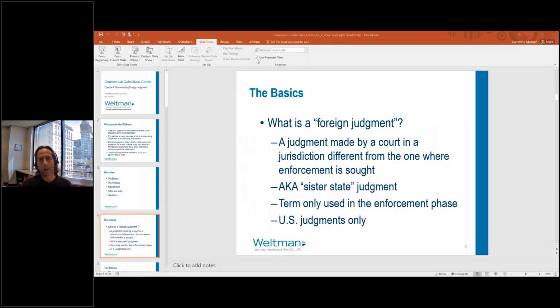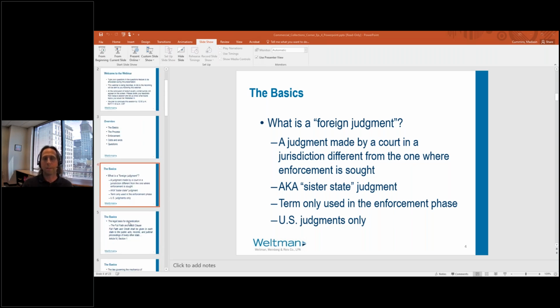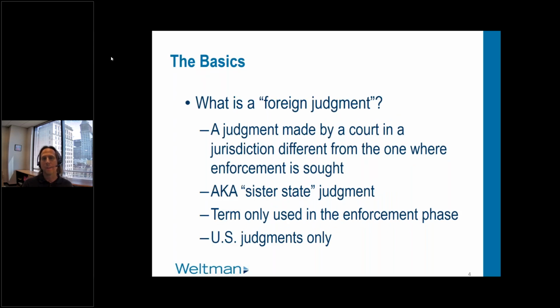All right, so moving on to the most basic of the basics, and that is, what is a foreign judgment? A foreign judgment, by definition, is a judgment made by a court in a jurisdiction different from the one where enforcement is sought. It is also known as a sister state judgment, okay? And it's only used in the enforcement phase. So it doesn't exist until you actually try to domesticate it and enforce it. Otherwise, it's just a judgment.